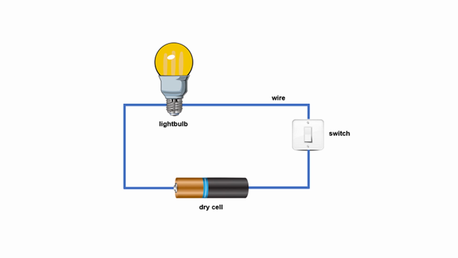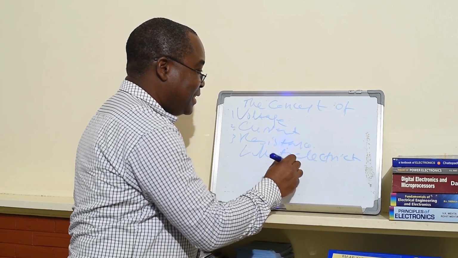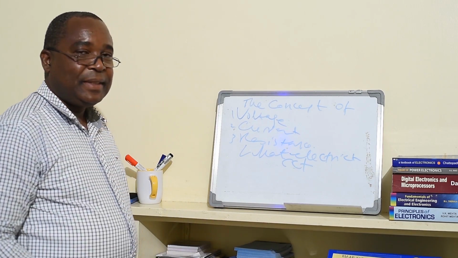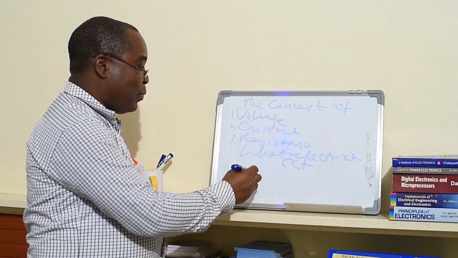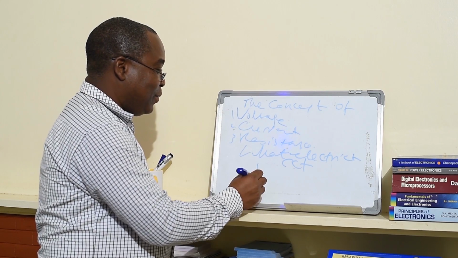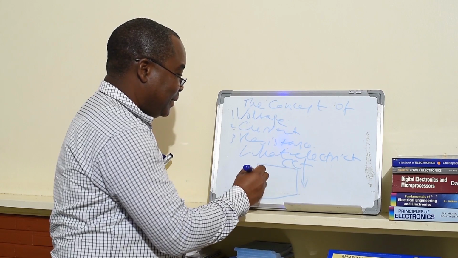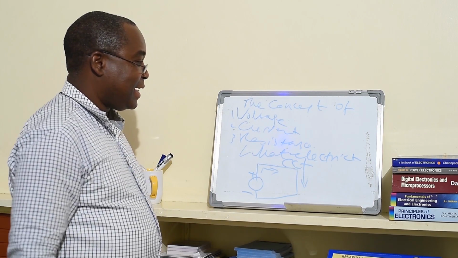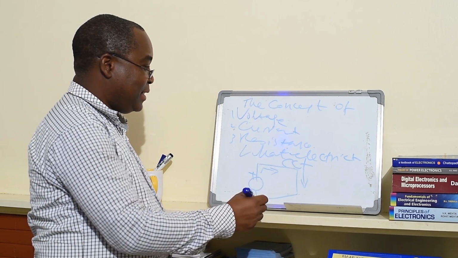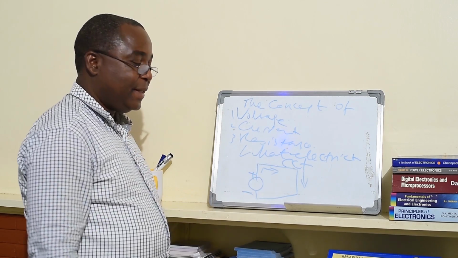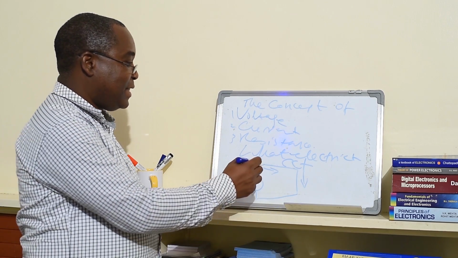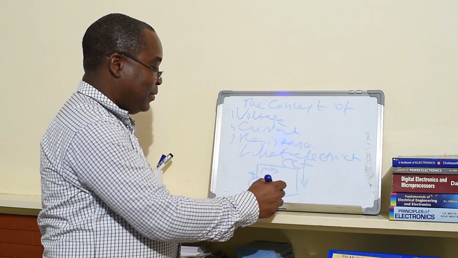What is an electric circuit? An electric circuit is a closed loop which carries current. It has a positive and a negative. The electric circuit carries the electricity, and the electricity flows from the positive to the negative terminal.